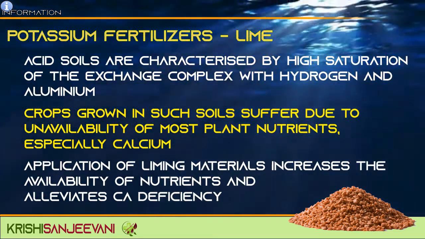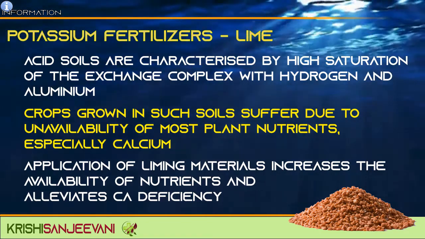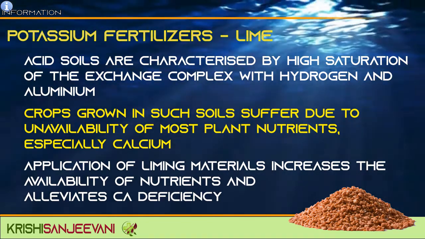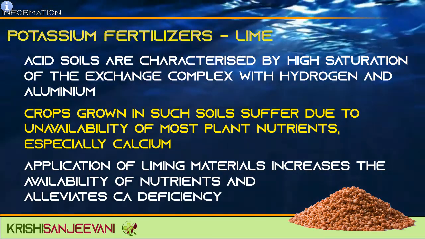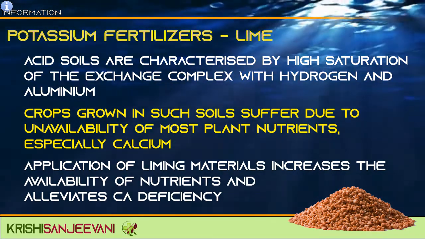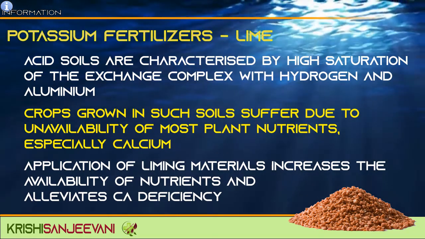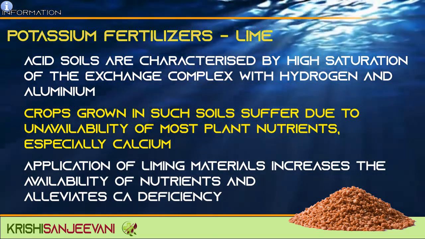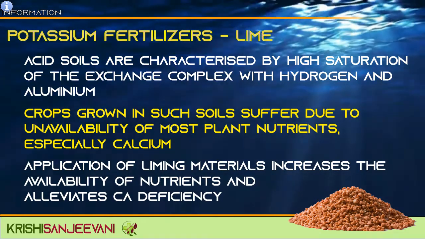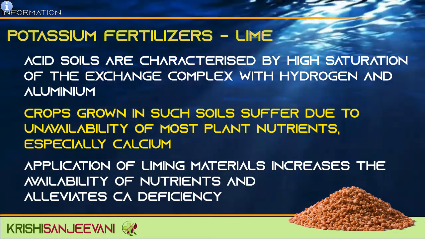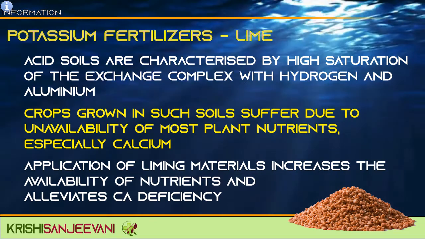Lime. Acid soils are characterized by high saturation of the exchange complex with hydrogen and aluminium. Crops grown in such soils suffer due to unavailability of most plant nutrients, especially calcium. Application of liming materials increases the availability of nutrients and alleviates calcium deficiency.